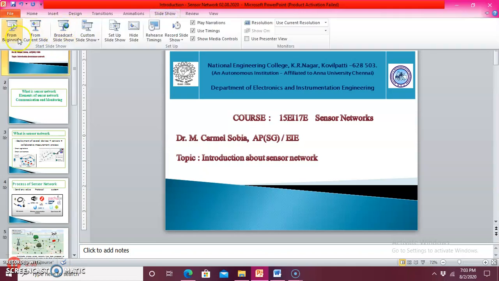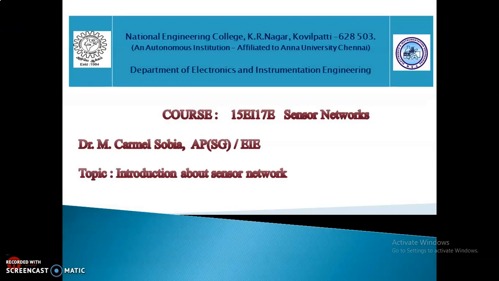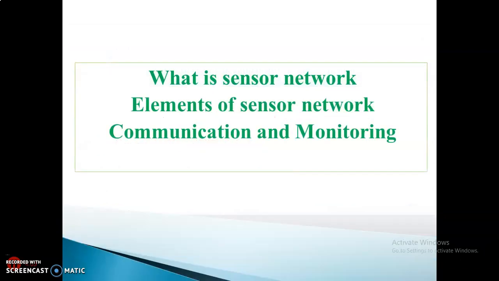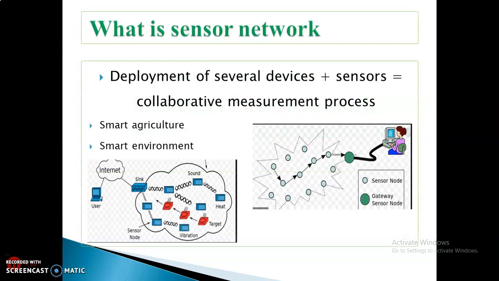the first thing is, before getting into the sensor network, the course code is 15EI17E. So here we are going to see the introduction about sensor networks. First, getting into the paper, we should know what is a sensor network, what are the elements of a sensor network, communication and monitoring. So one by one we are going to see. The first one, what is a sensor network?